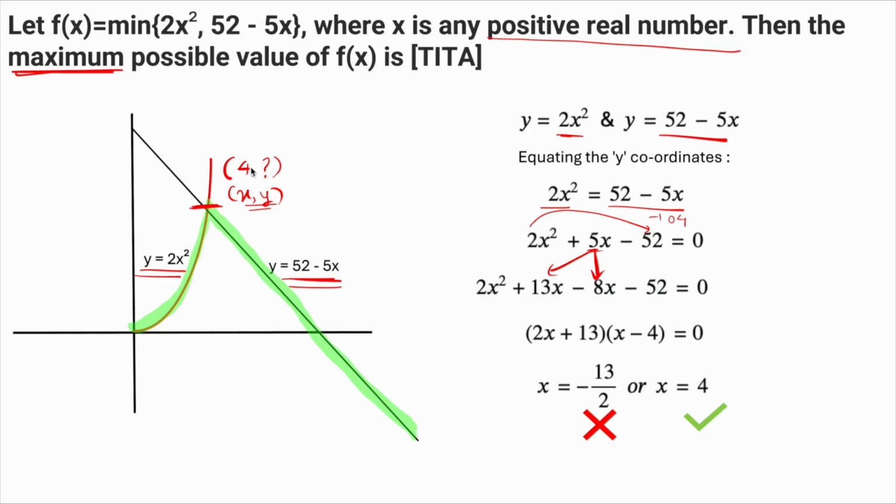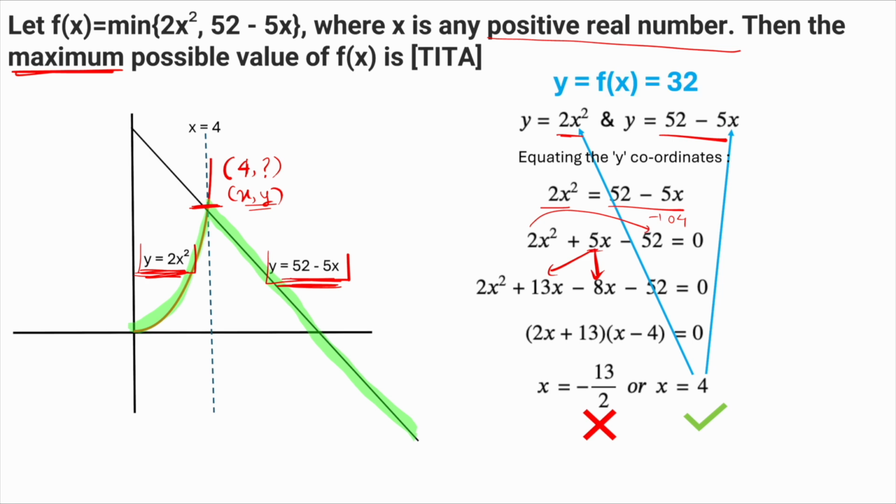Very simply, the x coordinate 4 will satisfy both the equations 2x square and 52 minus 5x, or the x coordinate 4 is a part of both the graphs y is equal to 2x square and y is equal to 52 minus 5x. So now our next step is to substitute x is equal to 4 in any of these two expressions. Any of these two will get the value of y, or f of x as required, which is 32, the answer to our question. You can find 2 into 4 square, 2 into 16, 32, or 52 minus 5 into 4, 20, is 32. So the maximum possible value of f of x, that is y, is 32.